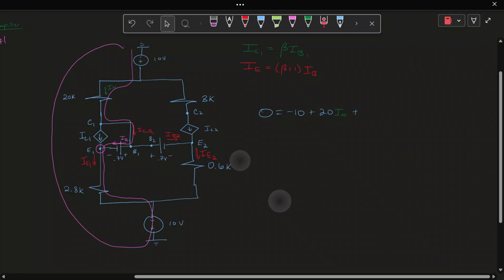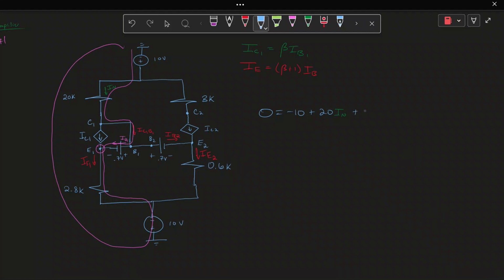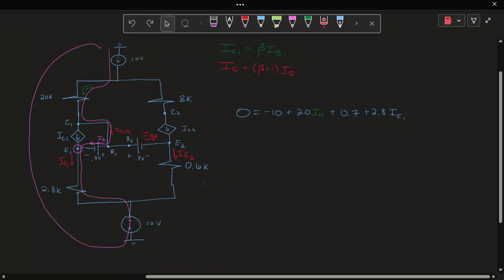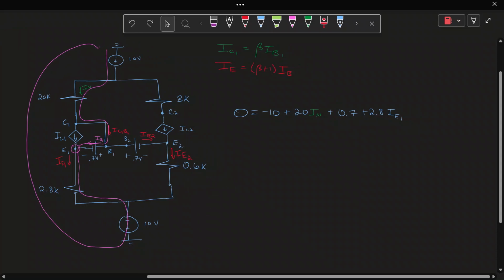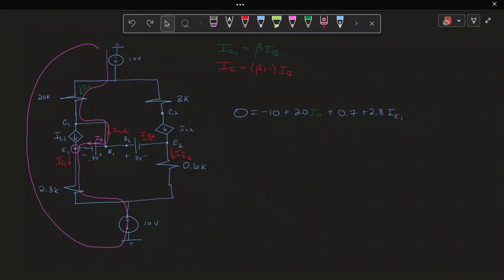Then it becomes plus, following here, we get plus 0.7 plus 2.8 IE1. By the way, if you notice here, I don't put a K at the end of 20 because I'm going to assume my currents are in milliamps. So if you plug it into your calculator and you don't put the 1,000, know that your current will be milliamps at the end. It will not be in amps. So be careful about your units here, especially.